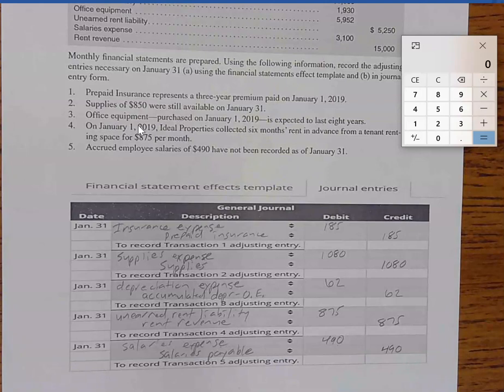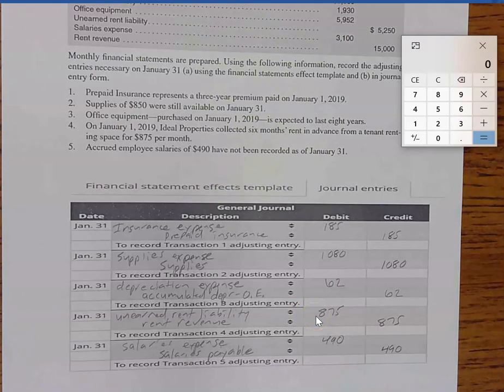I do want to kind of run through here real quick, and say again, the prepaid insurance here would be a good candidate to just do this automatically on our software. The supplies expense we said would not because it always changes. This depreciation expense on the equipment, we could actually set this up in our software for that piece of equipment to be depreciated by $62 every month. We could set this unearned rent liability up for a recurring entry of $875 per month, but the problem with that is twofold.